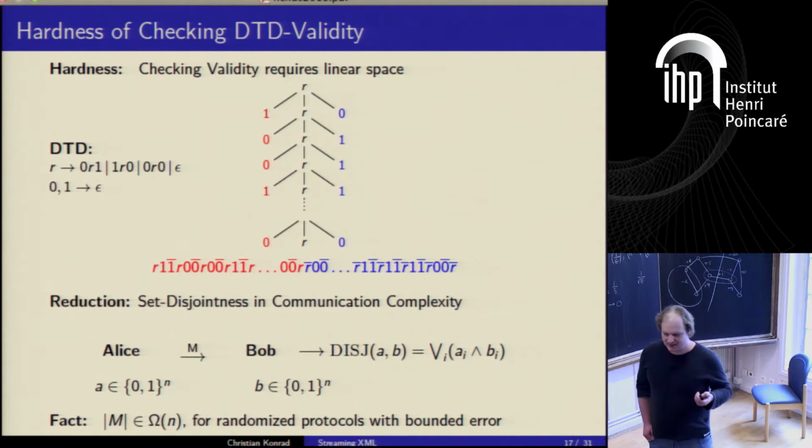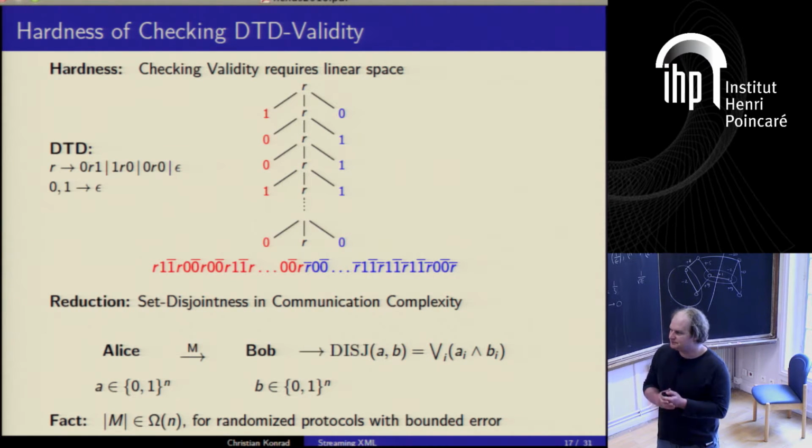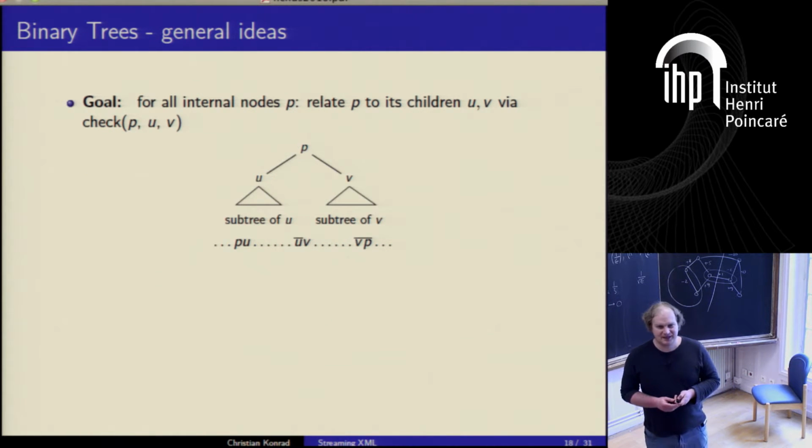But what can we do? Can we do anything for this type of problem in the streaming setting? Well, it turns out that we can, in fact. We can first, for instance, look at XML files that encode binary trees.